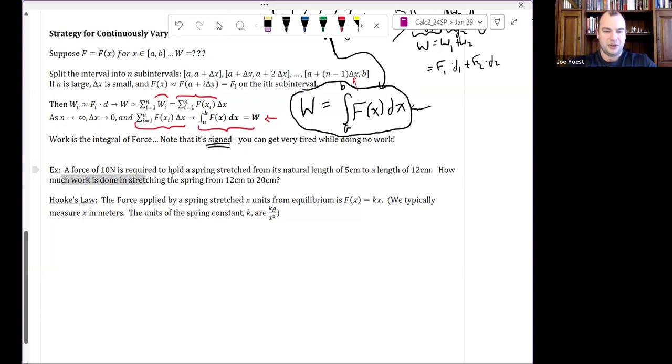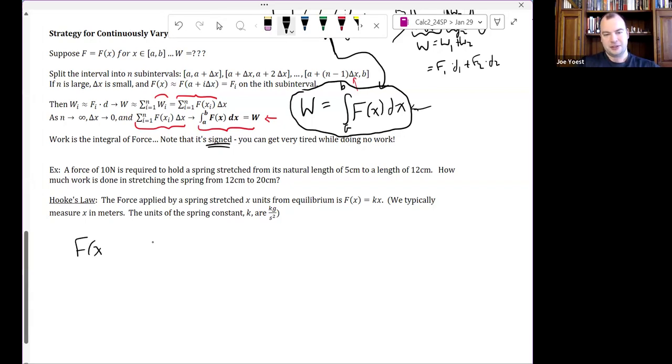And the question is, how much work is done in stretching the spring from 12 centimeters to 20 centimeters? For this, we'll use Hooke's law. We'll assume that the spring over this regime that we're interested in approximately follows Hooke's law. And Hooke's law says that the force applied by a spring stretched x units from its equilibrium is f of x equals kx. We'll think of x in meters, and then the units of the spring constant are kilograms per second squared.